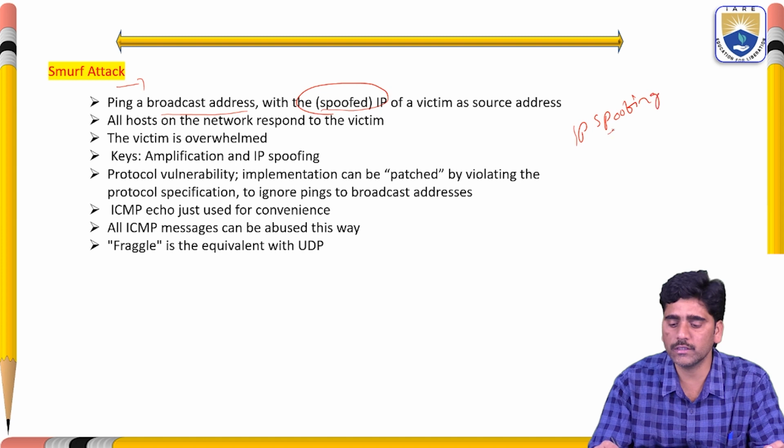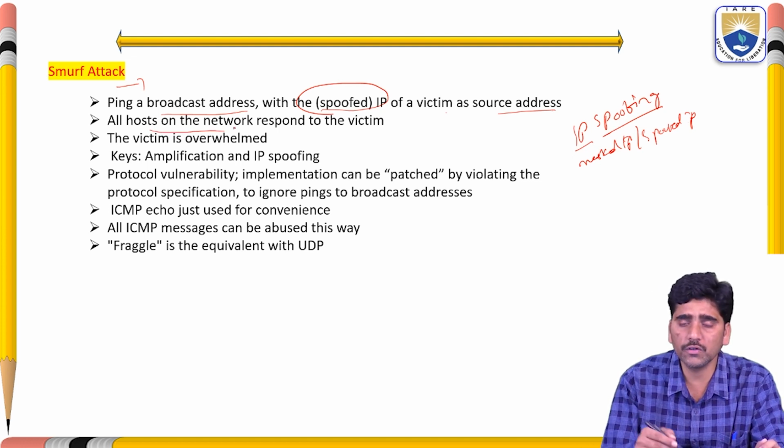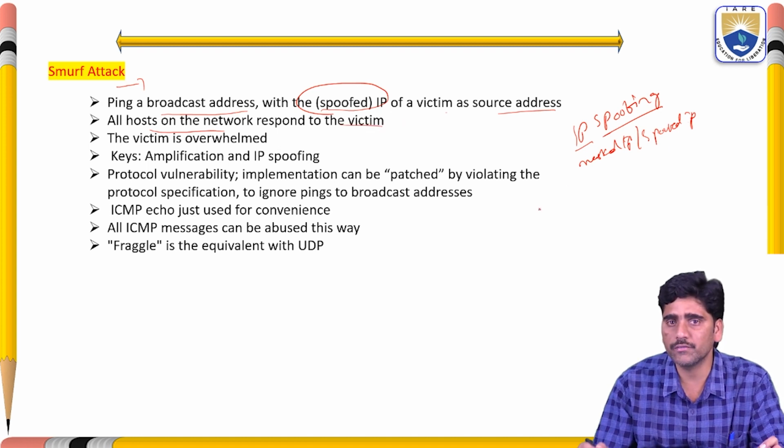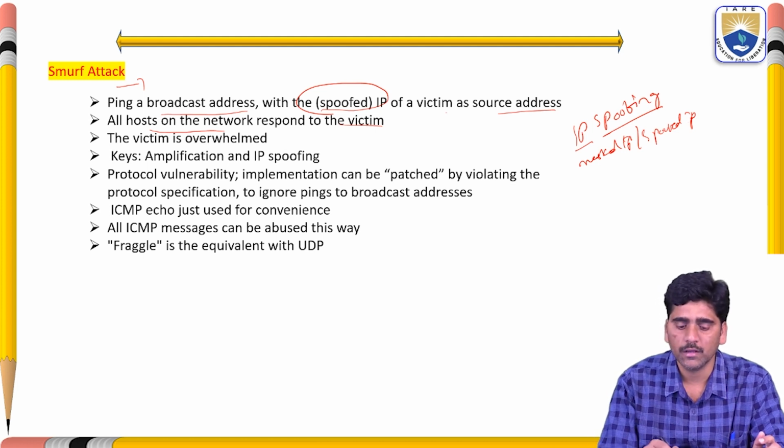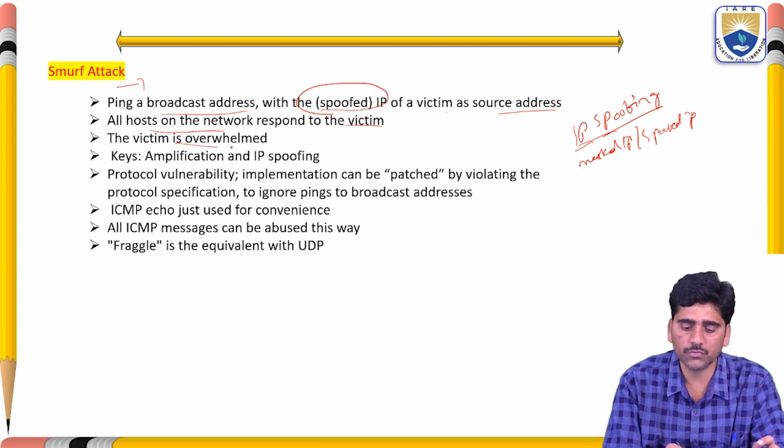So instead of using the original IP, the attacker uses a masked IP, that is nothing but a spoofed IP. Masked IP or spoofed IP of a victim is used as the source address. So all hosts on the network respond to the victim. If the attacker entered with the help of IP spoofing, the other hosts are going to respond to this IP address. So this victim is overwhelmed.